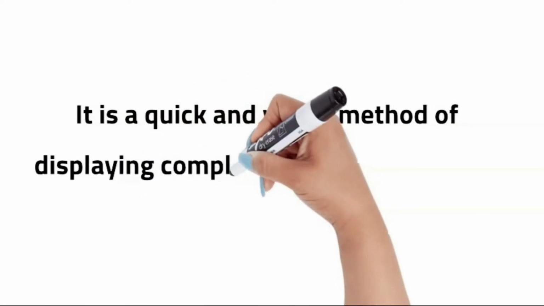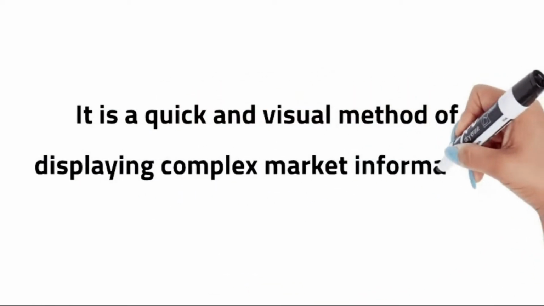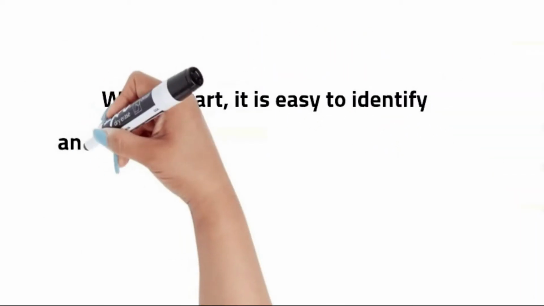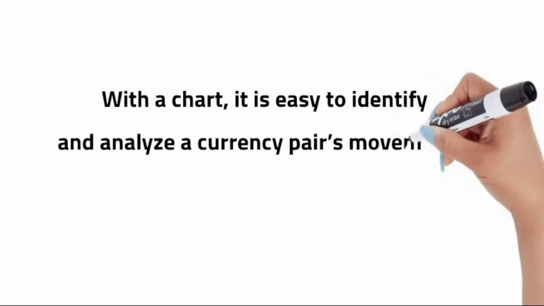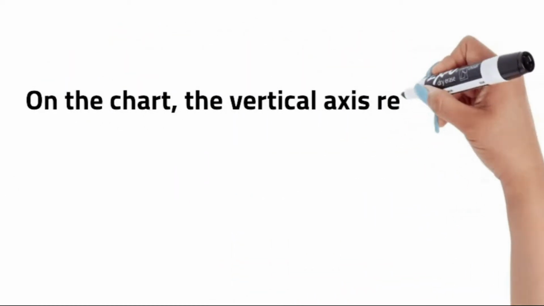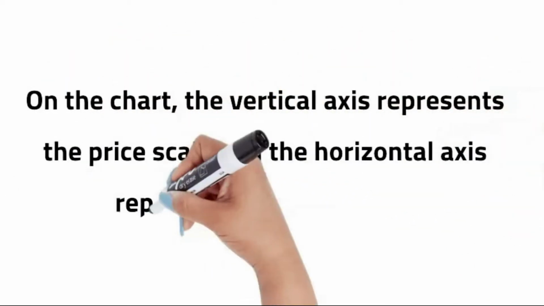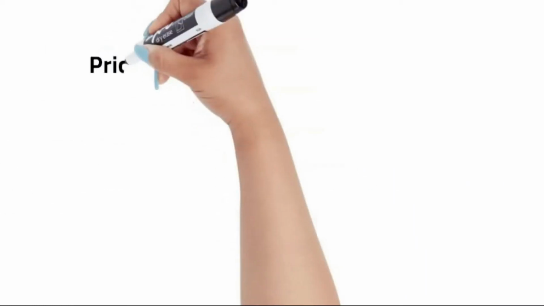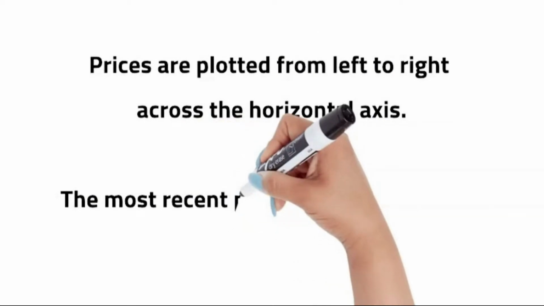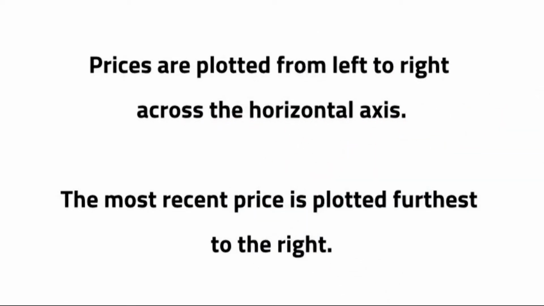It is a quick and visual method of displaying complex market information. With a chart, it is easy to identify and analyze a currency pair's movements, patterns, and behavior. On the chart, the vertical axis represents the price scale and the horizontal axis represents the time scale. Prices are plotted from left to right across the horizontal axis. The most recent price is plotted furthest to the right.